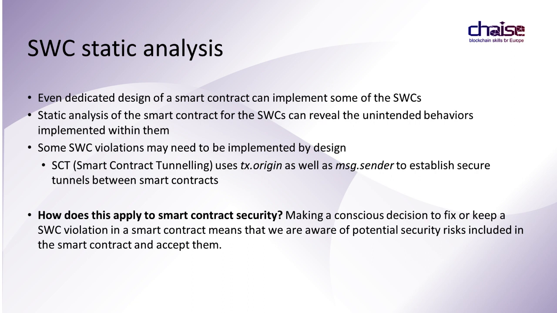Even the dedicated design of a smart contract can implement some of the SWCs. Static analysis of the smart contract for the SWCs can reveal the unintended behaviors implemented within them. However, some SWC violations may need to be implemented by design. Such an example is the Smart Contract Tunneling (SCT), which uses tx.origin, violation of SWC 115, as well as message sender to establish secure tunnels between smart contracts.